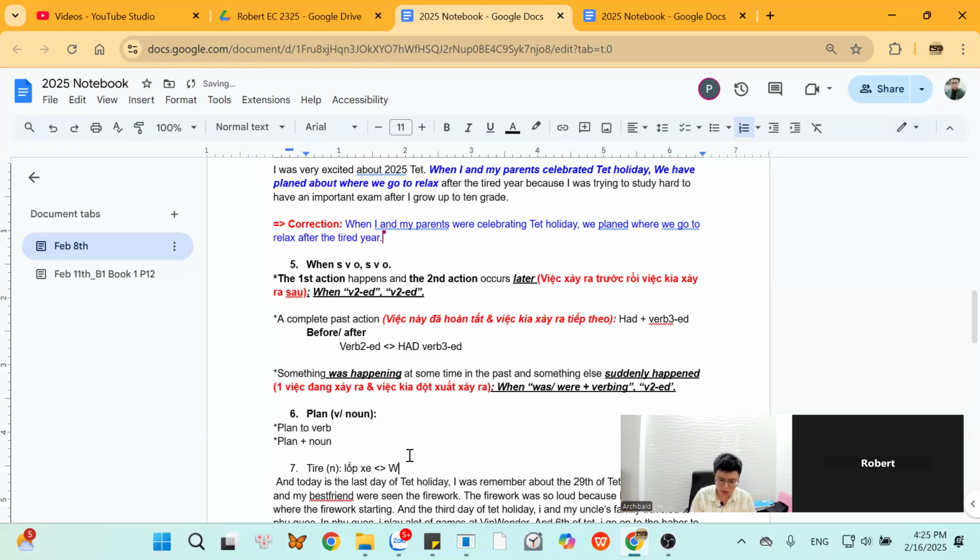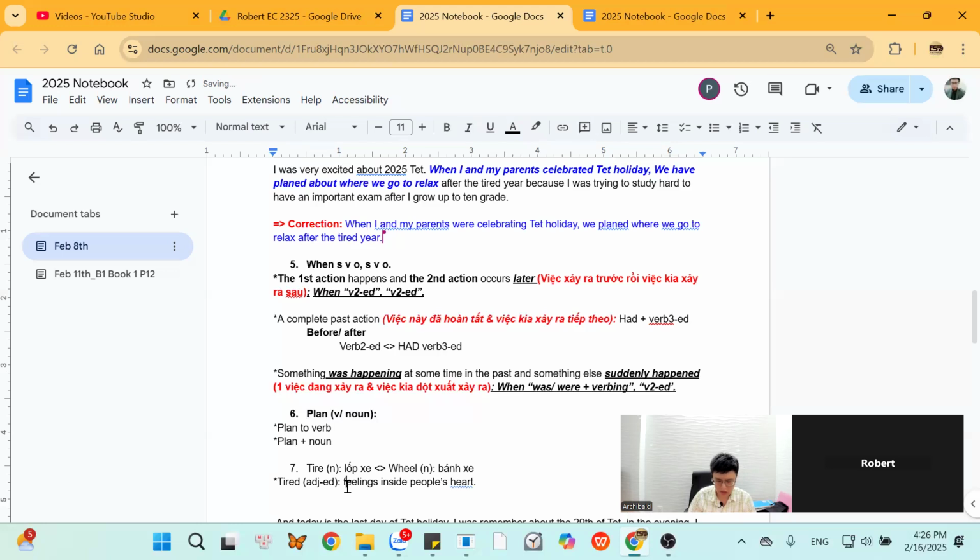And we also have the word like tire, that is bánh xe in English. And then you have the word tired. Tired is the adjective with ed at the end. We use adjective with ed at the end to talk about feelings, okay? Feelings inside people's heart. So if you talk about your feelings, the feeling inside your heart, you are gonna say tired. I feel tired deep down inside my heart.